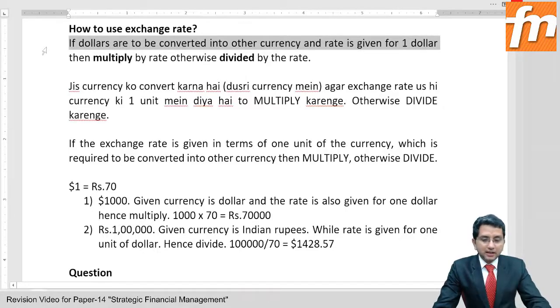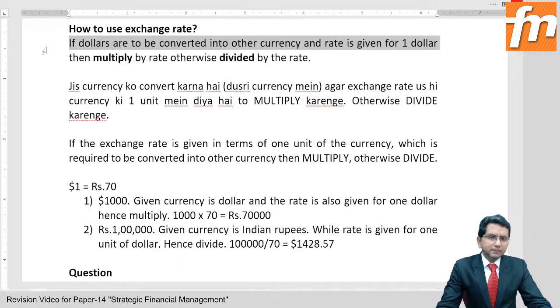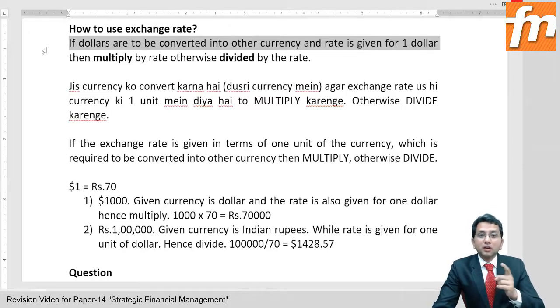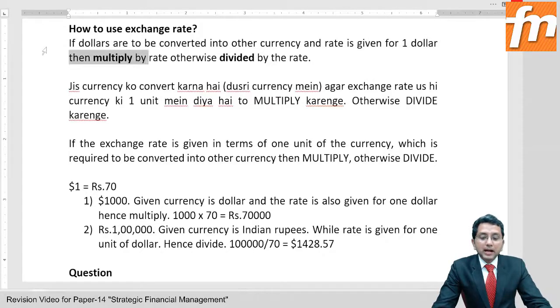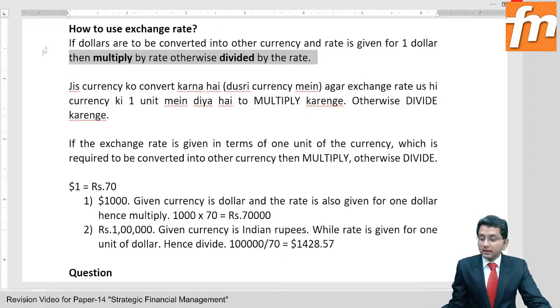See, take an example. If dollars are to be converted into other currency, any other currency, maybe Indian rupees also, and the exchange rate is given in terms of 1 unit of dollar for number of units of other currency, then simply multiply by this rate. Otherwise, you need to divide by the rate. What I'm saying is, I would like to repeat it.